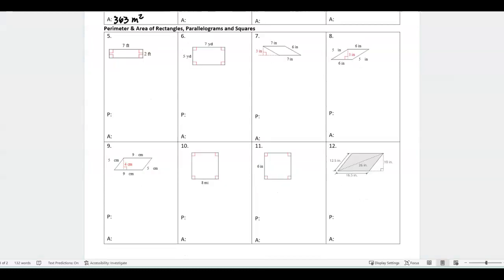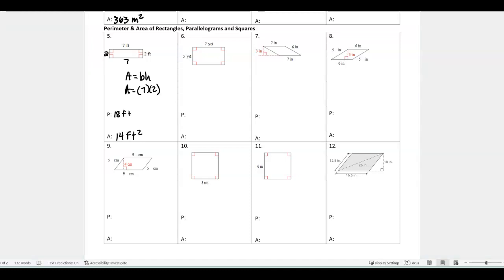The rectangle perimeter, don't forget to fill in the other sides. You got 2 here, you got 7 here. So your perimeter, if you add those all up, is going to give you 18 feet. And the area is always A equals base times height, or length times width. They mean the same thing. So area is equal to 7 times 2, and so that's 14 feet squared.